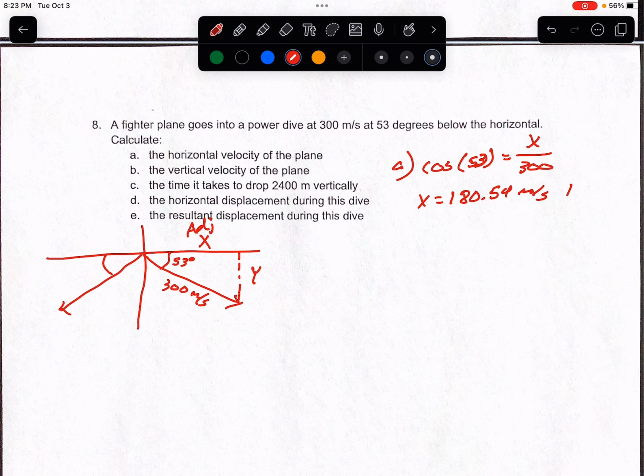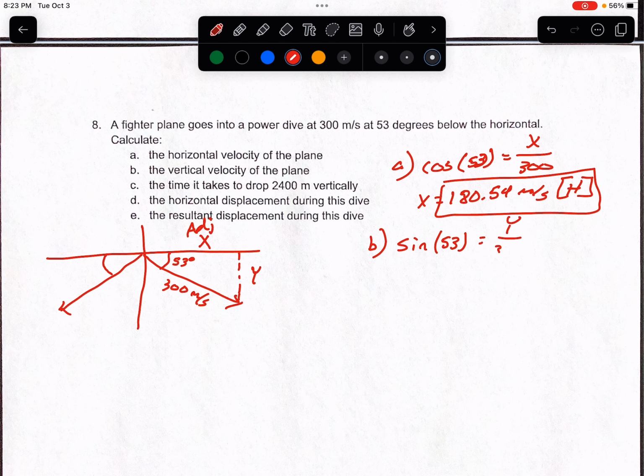Okay, and I'm just going to label that horizontal. If you want to label it east, by all means, go for it, as long as we can tell what you're doing. Okay, B, we're going to find the vertical now. So sine is going to help us find our y, because that's the opposite. So sine of 53 equals y over 300.